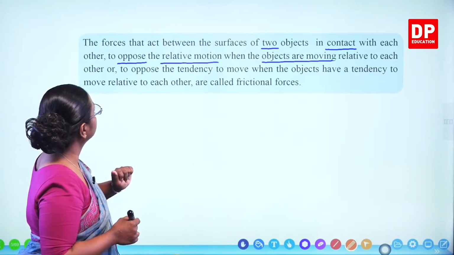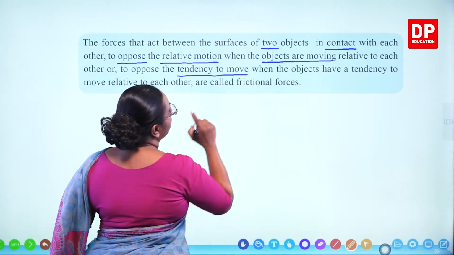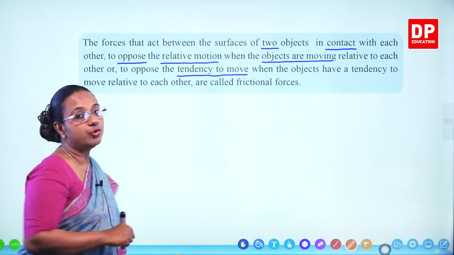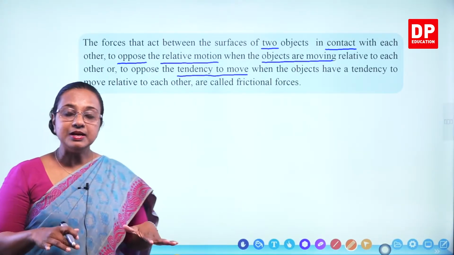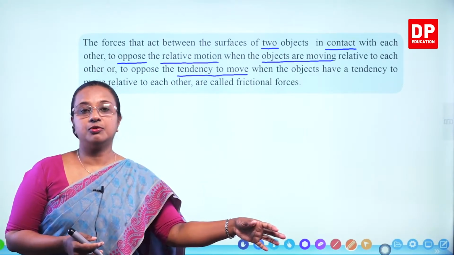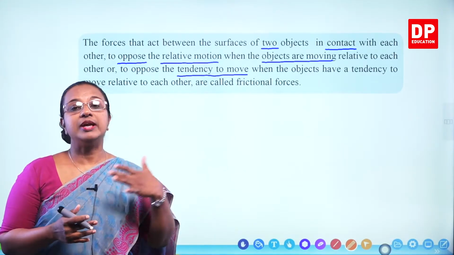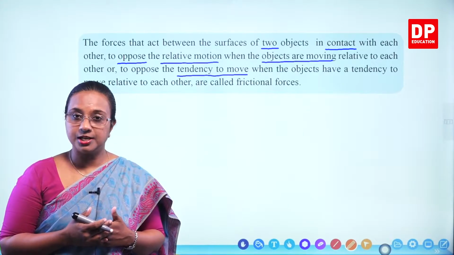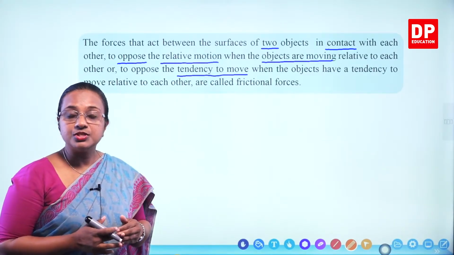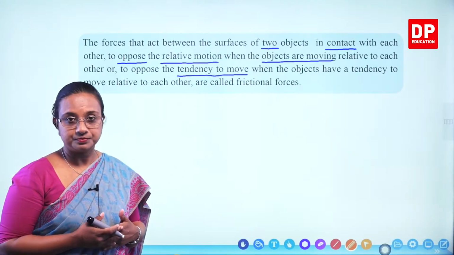And the second part, to oppose the tendency to move when the objects have a tendency to move relative to each other. The table has the tendency to move relative to the floor. So, when it is trying to move, the floor is exerting the frictional force. So, this full definition includes both the examples that we saw before.